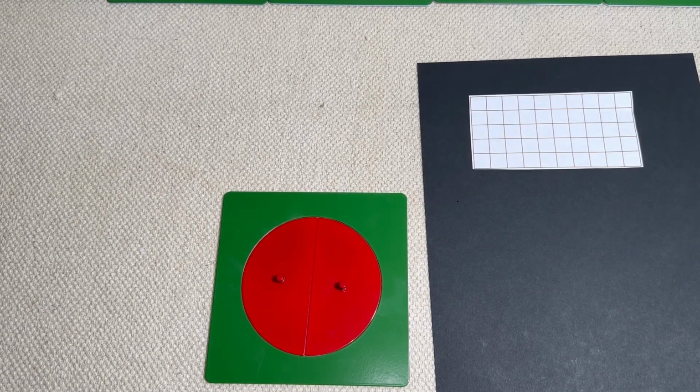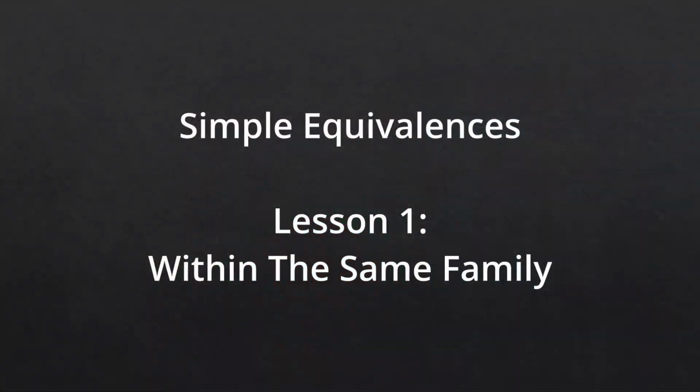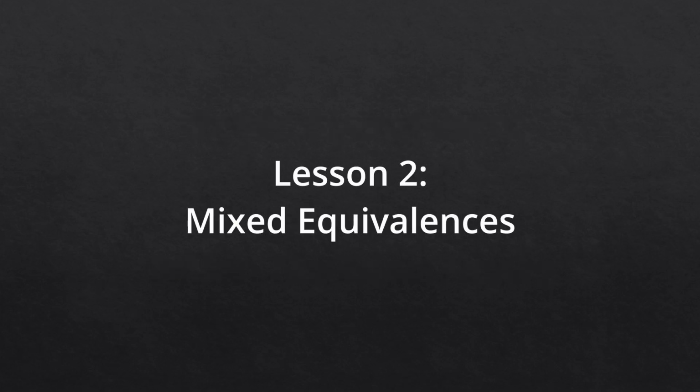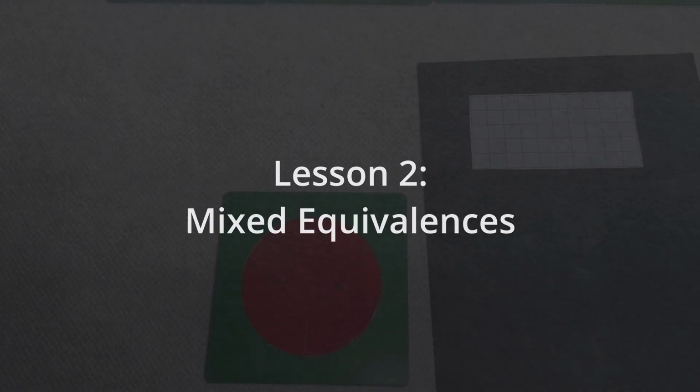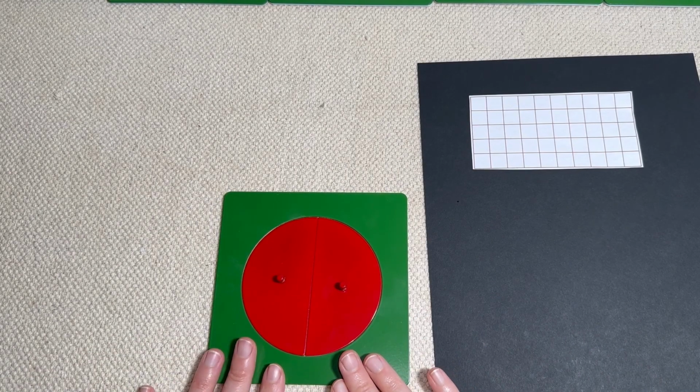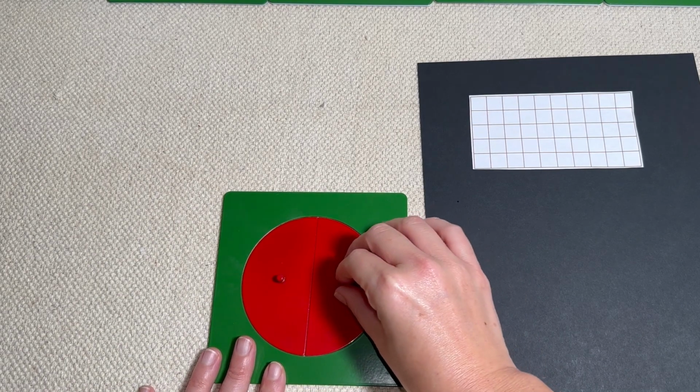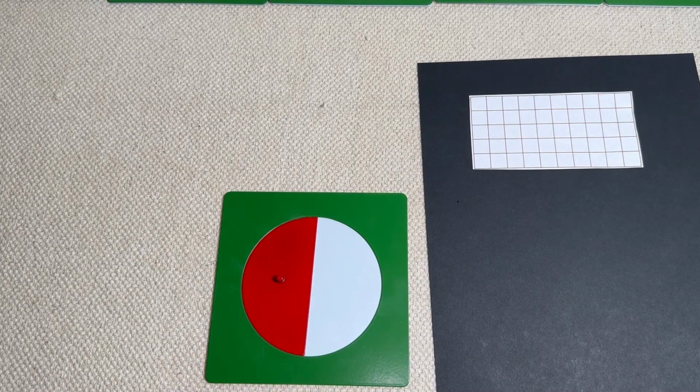Now let's get back to starting this lesson. This lesson comes in two parts. The first part is called Simple Equivalences, and we're going to use the same family for that. And the second part is going to be called mixed equivalences. Now to start off with this first lesson, we're going to start with the family of the halves, and we're just going to take one half out and set it aside.